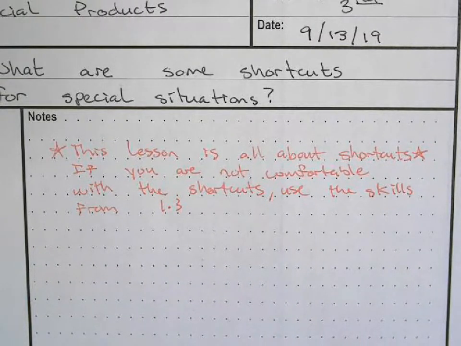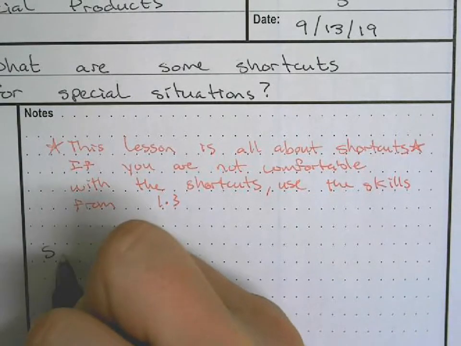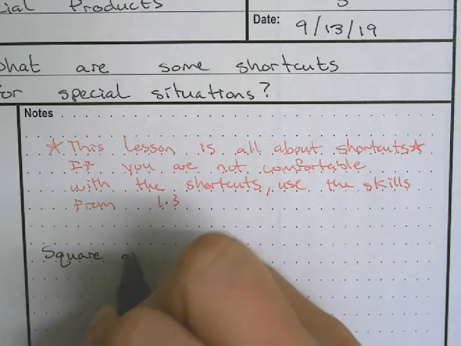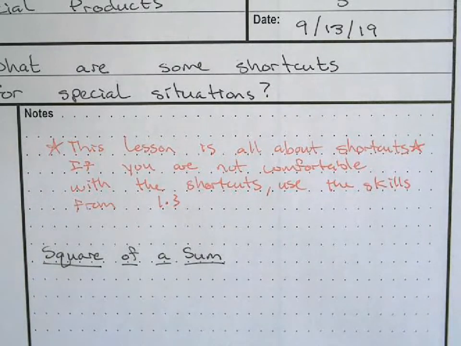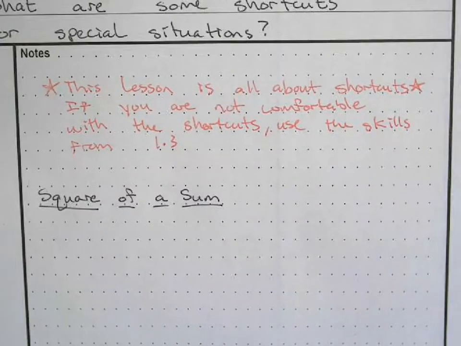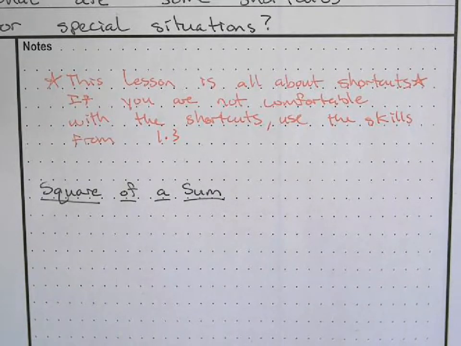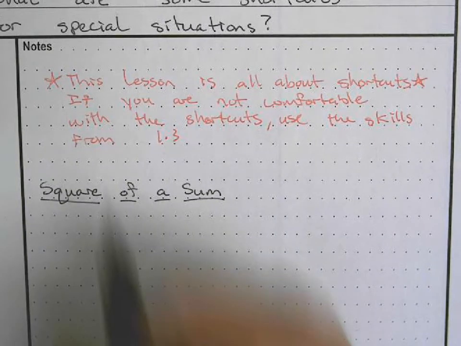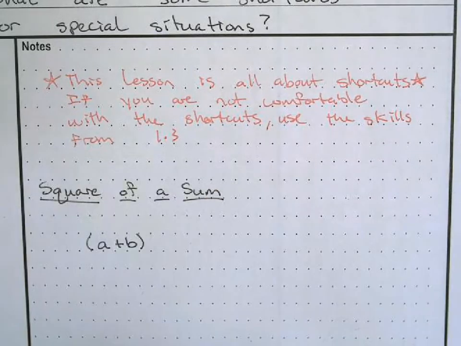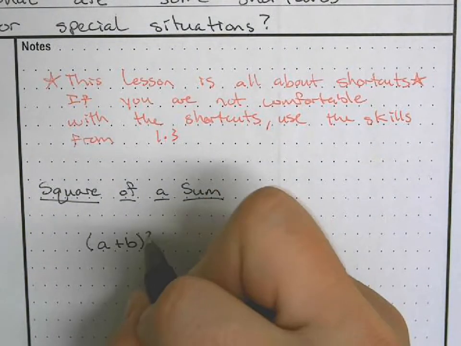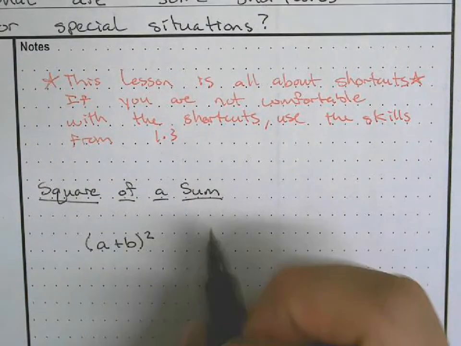Our first shortcut will be when we deal with the square of a sum. So what that means is I'm going to have two binomials. I'm adding them together. That's our sum. And then I'm going to square that binomial. So what I'm saying is I'll have two binomials added together, a plus b, and then I'm going to square that. So if we see this situation, there's a shortcut to make the process go faster.